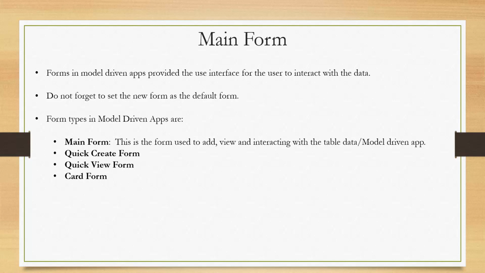Forms in model driven apps are of four types: main form, quick create form, quick view form, and card form. In today's video, I will cover the main form. In my upcoming videos, I will cover the other form types. What is main form? This is the fundamental block of our model driven app. This is the main form which is used to add, view, and interact with my model driven app data. As we know, model driven apps are data driven apps.